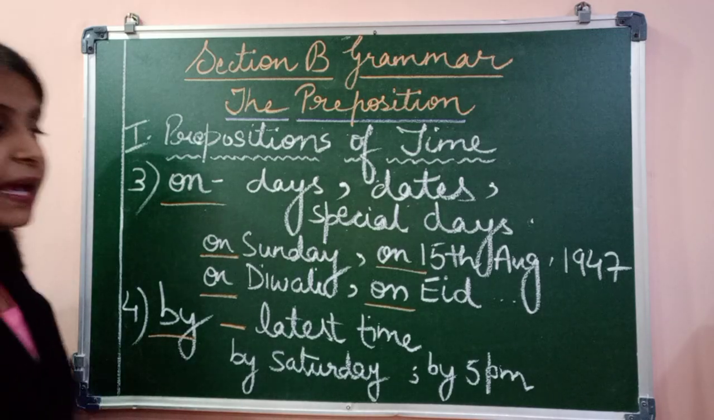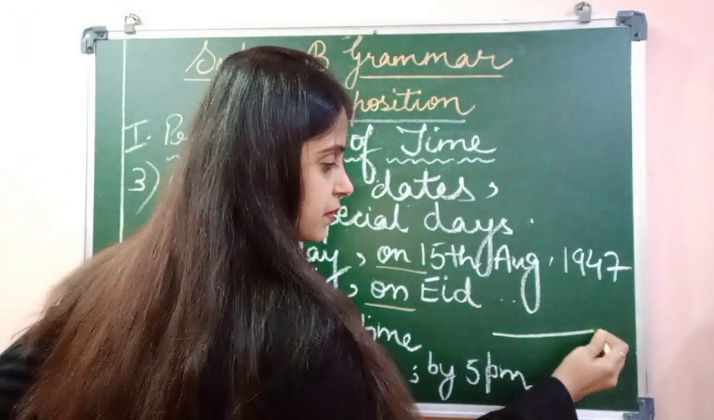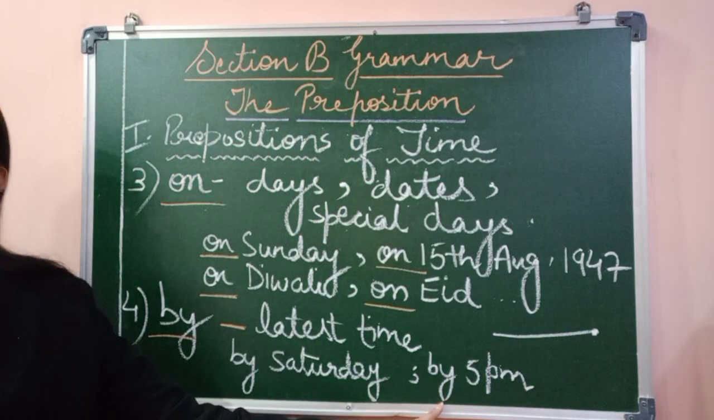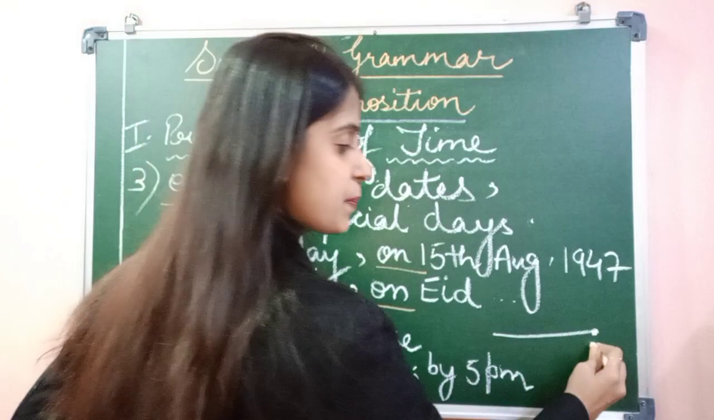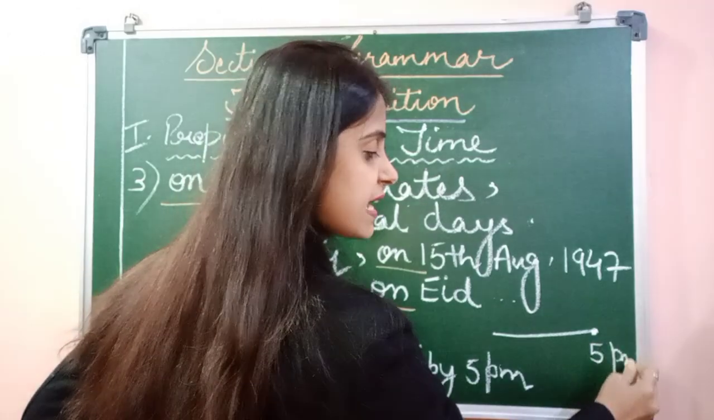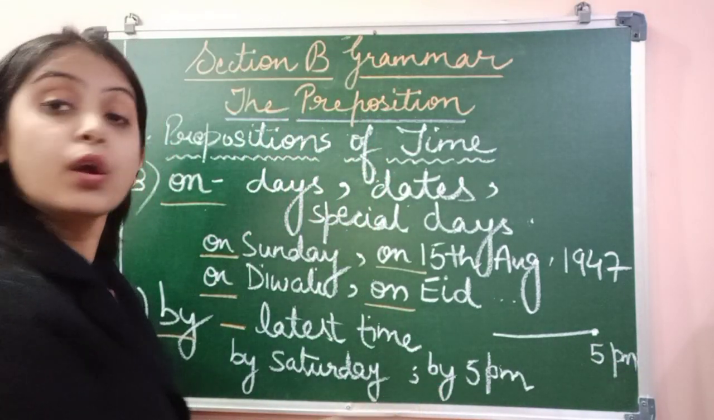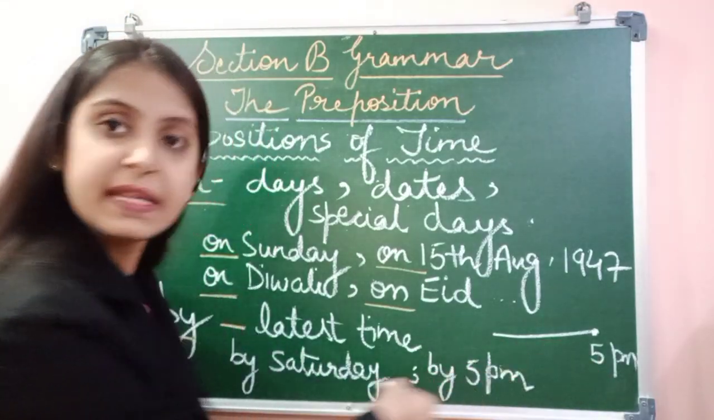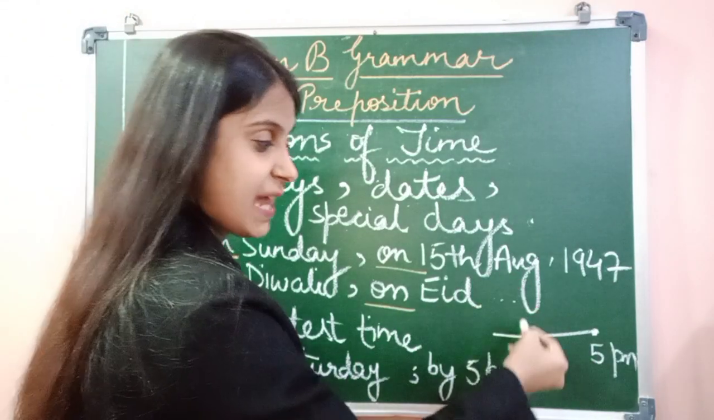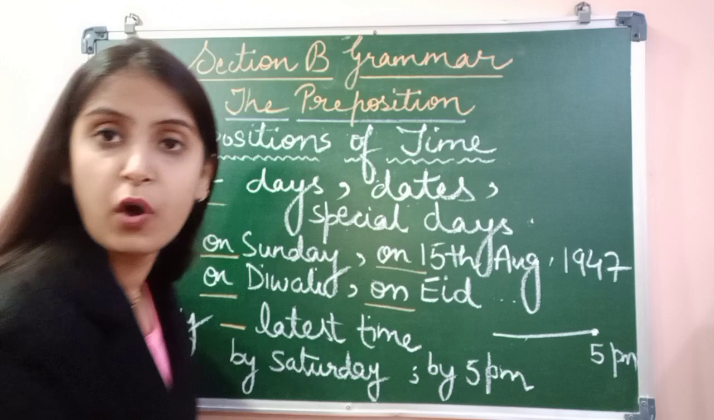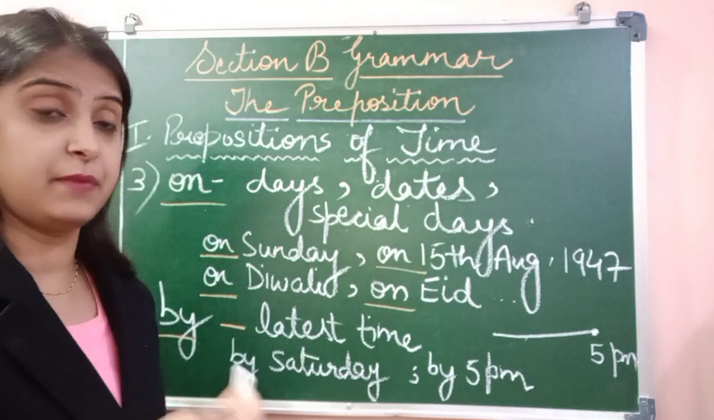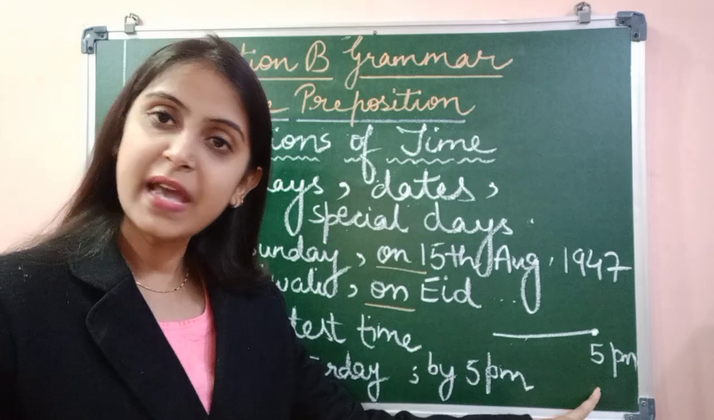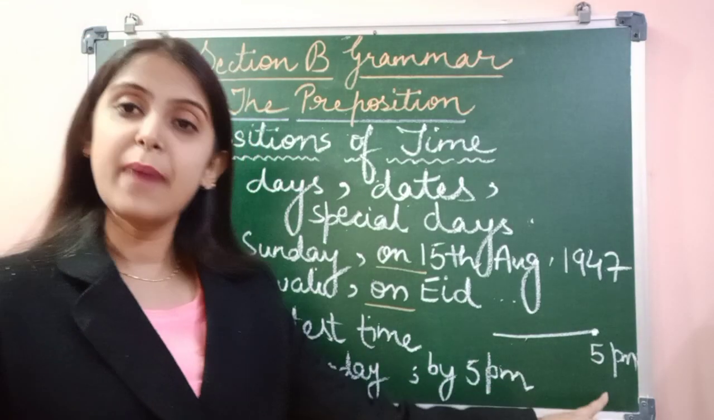For example, I'm making a timeline over here, right? Suppose I gave you the example, you must come at my place by 5 p.m. So suppose this is the time, 5 p.m. Now, your friend can come at your place before this time. Any time before 5 p.m. It can be 4, it can be 3, it can be 4:30, it can be 4:58, it can be 4:55. Any time before 5 p.m. Right? So, by shows the maximum time.